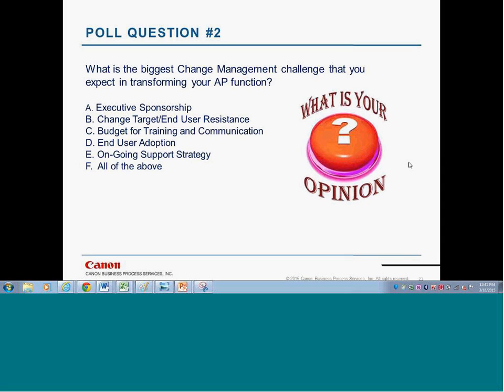All right, here is B, change target end user resistance. Are you surprised by that? Especially not given that people said in the previous poll that there was support for change management activity. So rule out things like executive sponsorship and the budget, because I would expect that you would get that if people are interested. The change target and end user resistance, I think that just comes back down to what we talked about earlier: it's human nature to resist, and it just demonstrates more the importance of making sure that you have a strategy in place to address the risk associated with that.